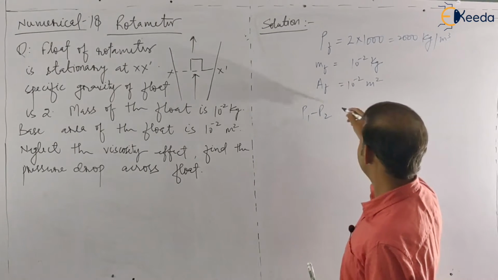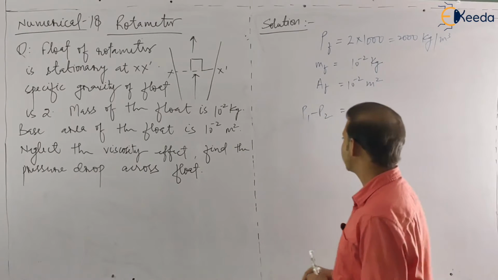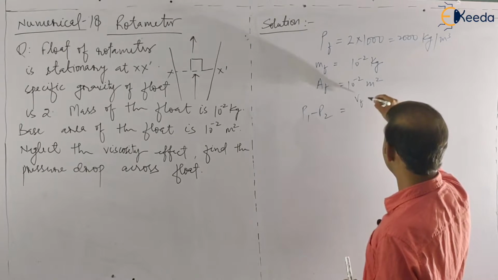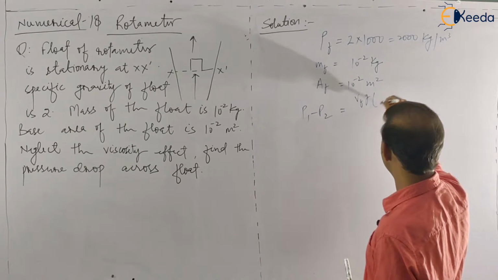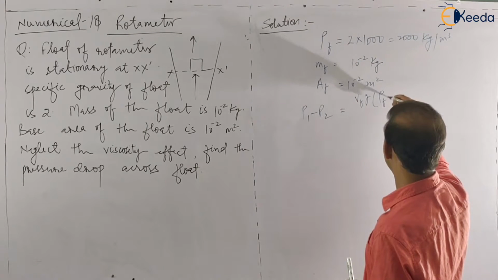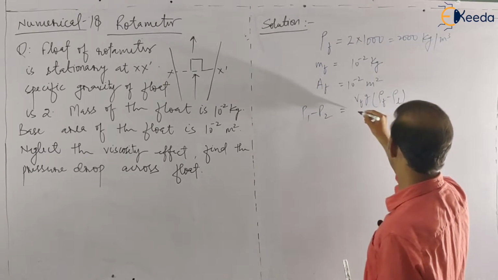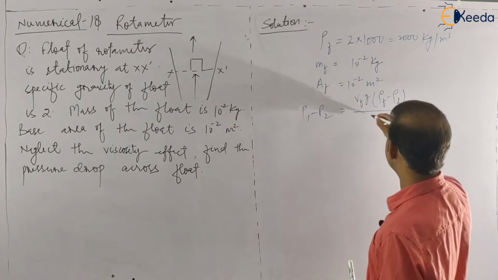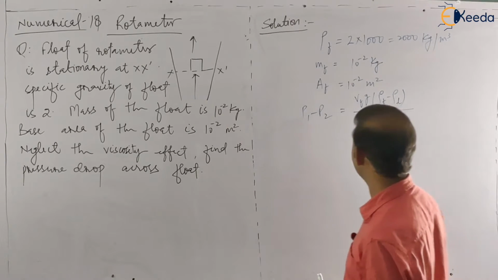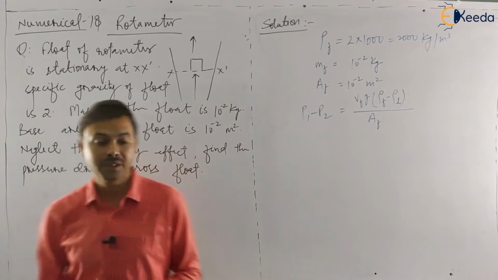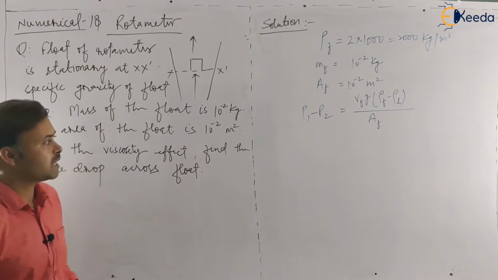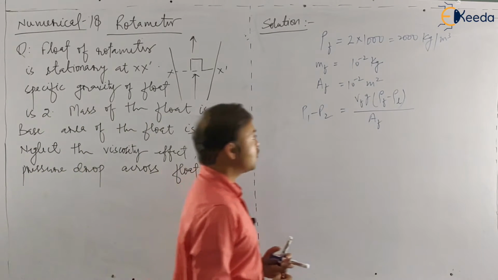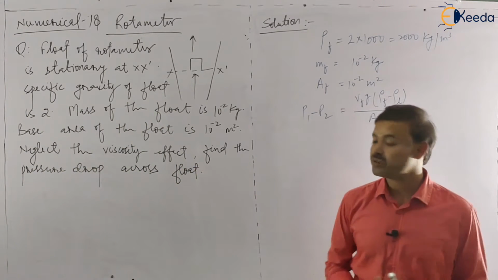Now, according to the formula, P1 minus P2, the pressure drop, will be equal to the volume of the float into g into rho F minus rho L, divided by AF. So this is the formula we have derived in the theory part. We don't know the volume of the float. VF is the volume of the float, right?